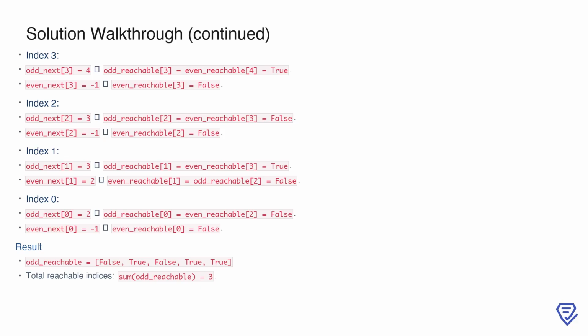After processing all indices, the odd_reachable array is false, true, false, true, true. This means that indices 1, 3, and 4 are reachable via odd jumps. Summing up the true values in odd_reachable, we find that the total number of reachable indices is 3.